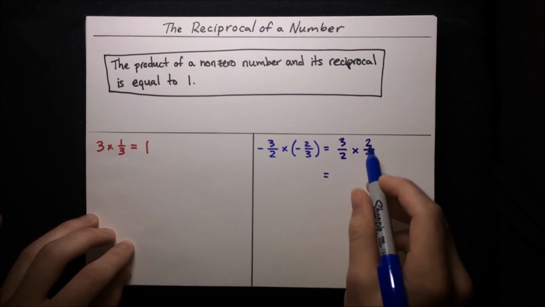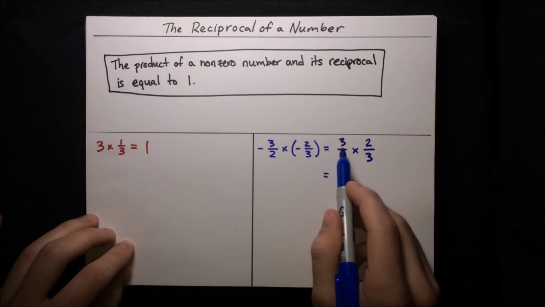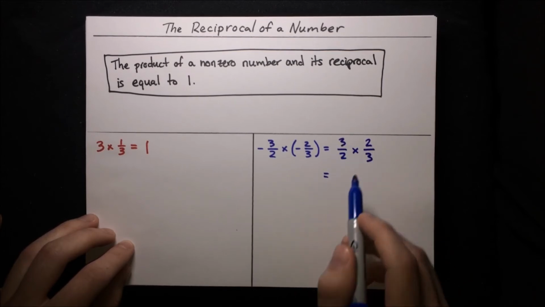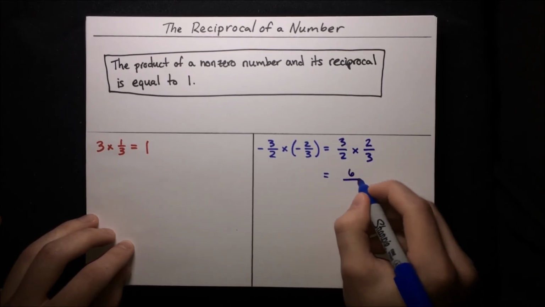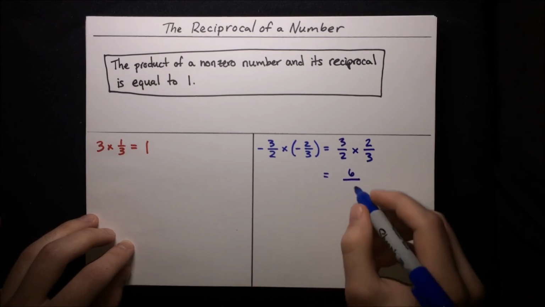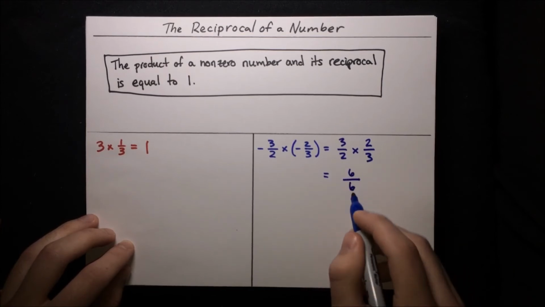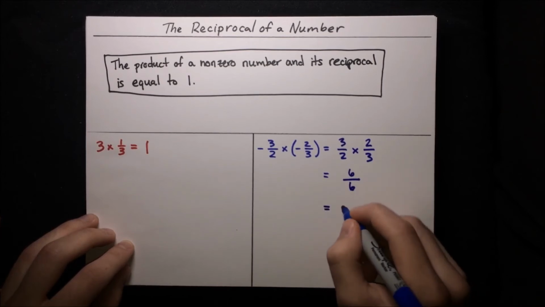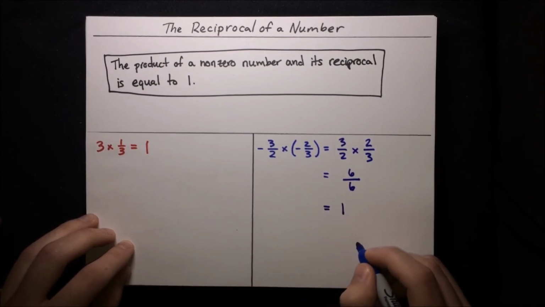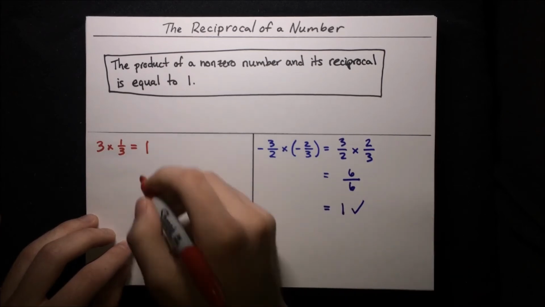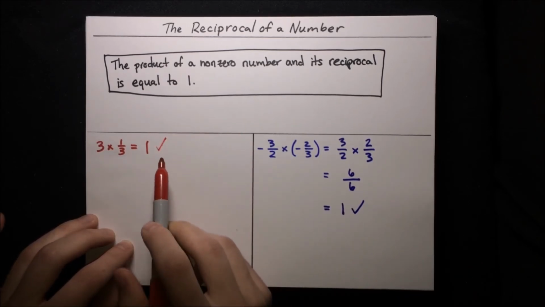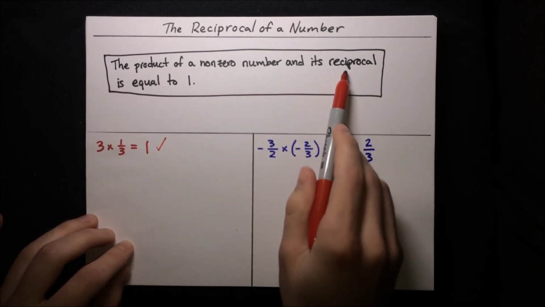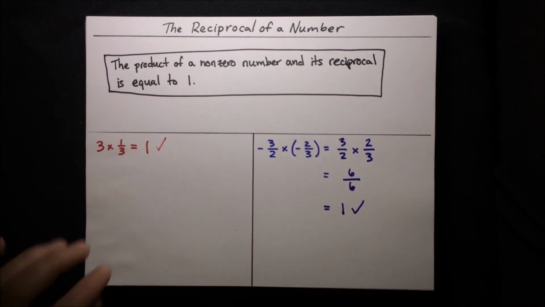So 3/2 times 2/3, to multiply fractions, we can just multiply straight across. 3 times 2 is 6, over 2 times 3 is also 6. 6 over 6, and then 6 over 6, well, 6 divided by 6 is just 1. So the result is 1. So it checks out in both of these cases, and it will always check out. The product of a non-zero number and its reciprocal is always equal to 1.